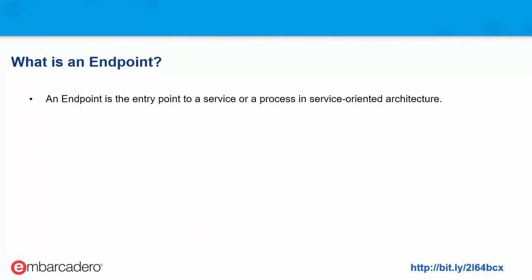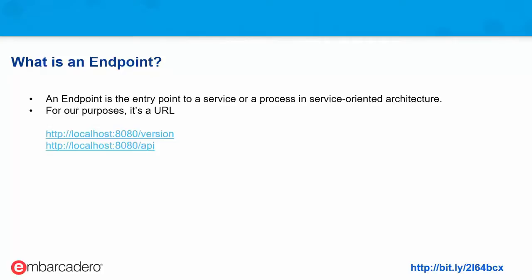So what's an endpoint? An endpoint is the entry point to a service or process in a service-oriented architecture. Or, for our purposes today, an endpoint is a URL. So if we take a look at the two example URLs, which are EMS URLs for a locally hosted EMS server, we can see that the only difference between them is the end of the URL, where we say version or API, and that is an endpoint. That is the location at which our service is available.